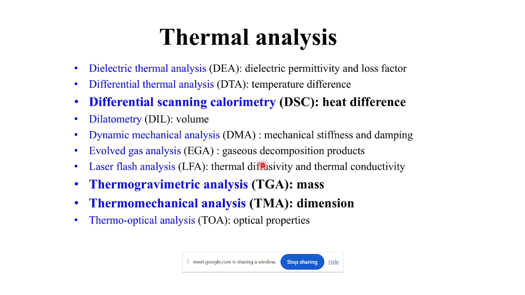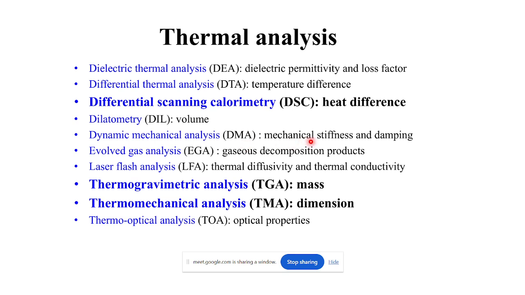Now in thermal analysis there are different techniques, that is dielectric thermal analysis. Here dielectric permittivity or loss factor is measured. Differential thermal analysis, that is you measure the temperature difference with respect to a standard and your material of interest. DSC, that is heat difference with respect to a standard, what I have discussed already. Dilatometry, that is the change in volume with respect to temperature.